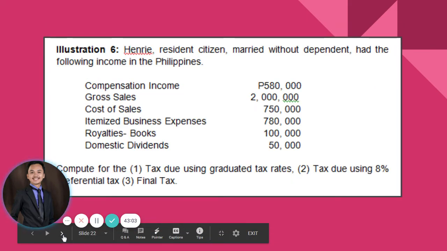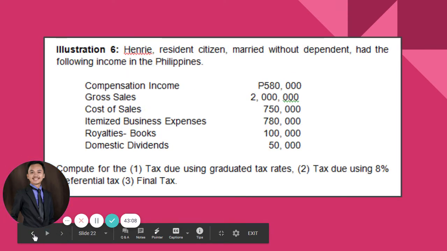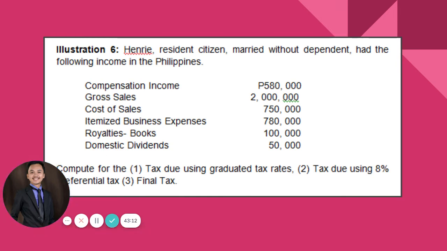Okay, so this time let's proceed with another illustration. I think this is the last illustration. Henry, resident citizen, married without dependent, had the following data in the Philippines. This is an example of a mixed income also. Mixed income: compensation of 580, then he has business income of 2 million, cost of sales of 750, itemized business expenses of 780, and then passive income.